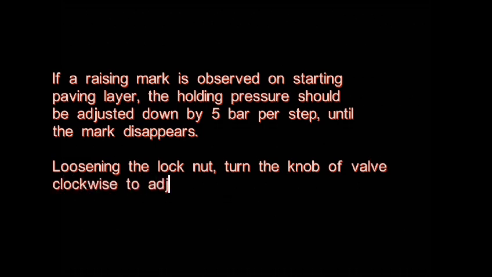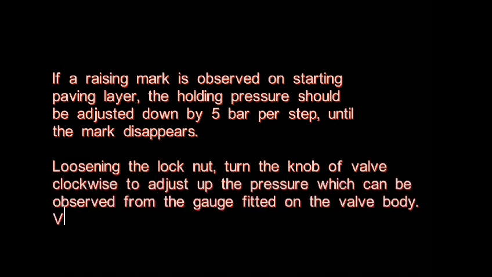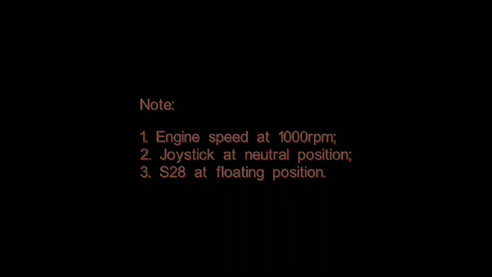Loosen the lock nut. Turn the knob of valve clockwise to adjust up the pressure, which can be observed from the gauge fitted on the valve body, and vice versa. Note: 1. Engine speed at 1000 rounds per minute. 2. Joystick at neutral position. 3. S28 at floating position.